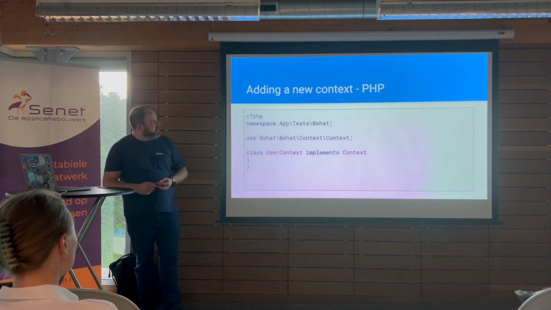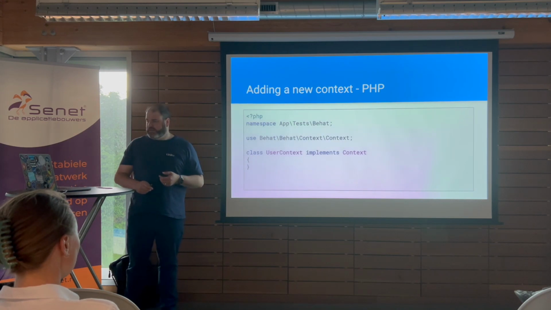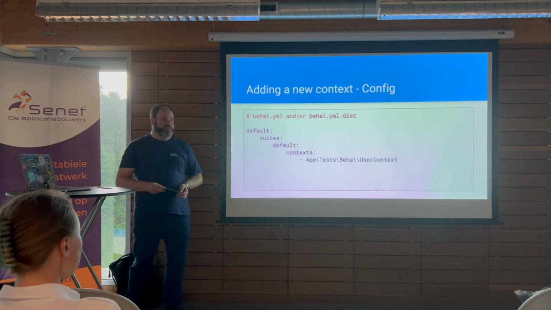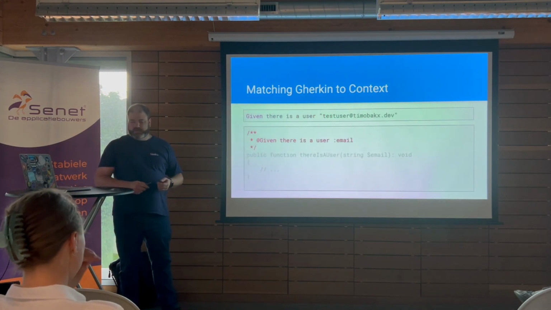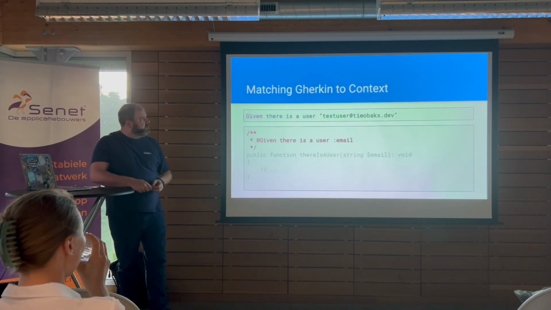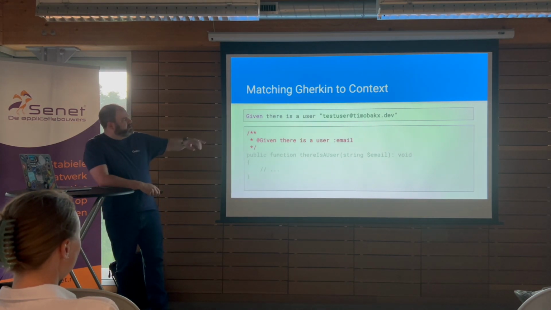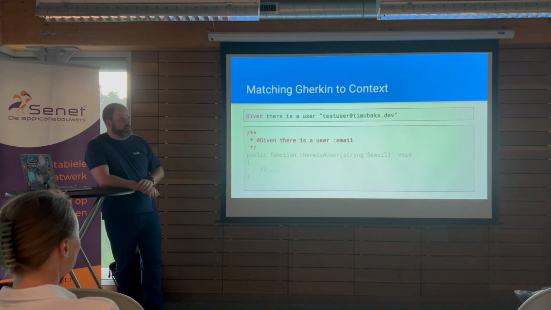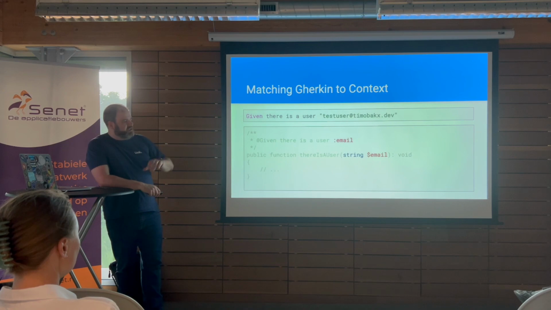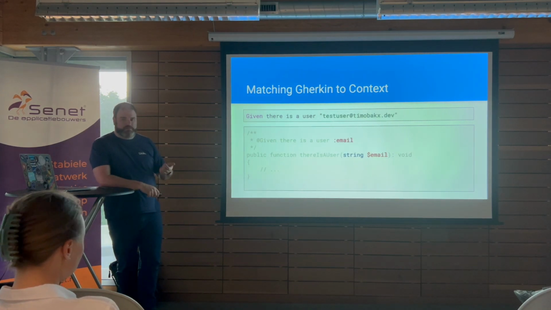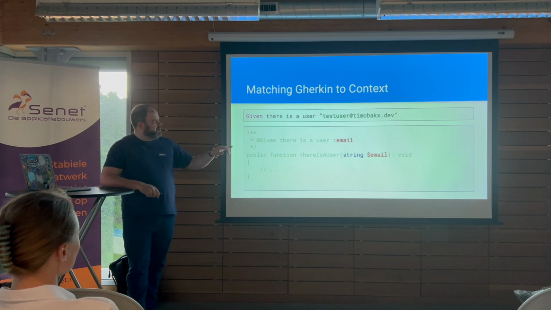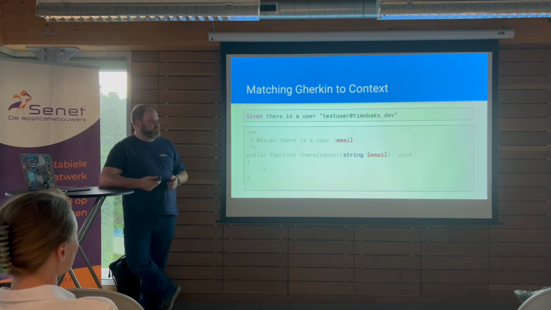This is a very simple example. You need to make sure that the context is implemented, and you need to make sure that the context is listed in your configuration file. If we look at the given there is a user, we make sure that there's a function for it. The given there's a user matches the given there's a user and then a variable email. So that variable that is defined by the colon is then used as the same name parameter in your function.